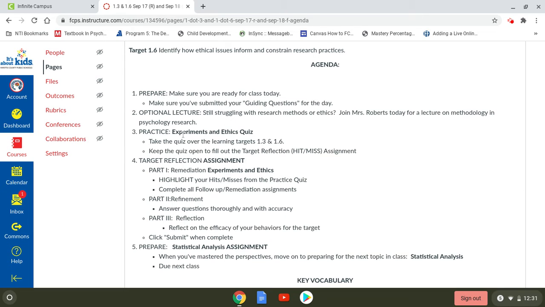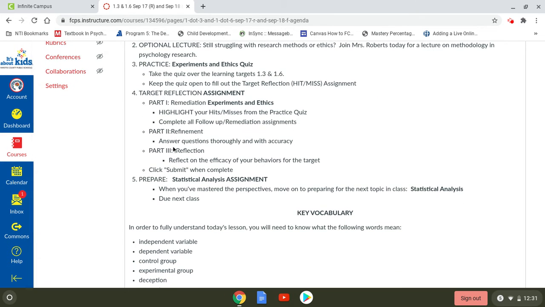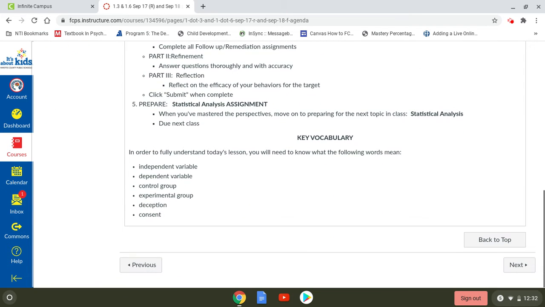I'm also going to go over a couple of answers for experiments and ethics. So, I am going to go over a few of those answers right here that will help you in this refinement section. Next class, we will be doing statistical analysis, and we will be hosting everybody during that class period. So, do make sure that you are prepared to participate during the class period.